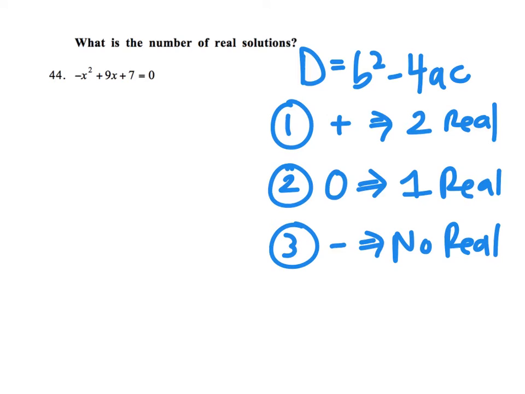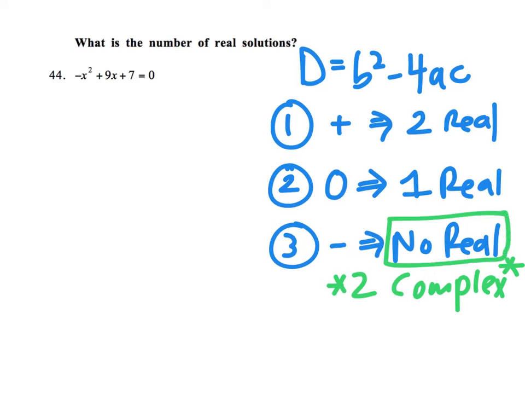Now, if you're in my class, I can't speak for Ms. Schwann's, but I can speak for me. We talked about this one as two complex solutions. On your test, two complex is not an option. You need to pick the one that says no real solutions.